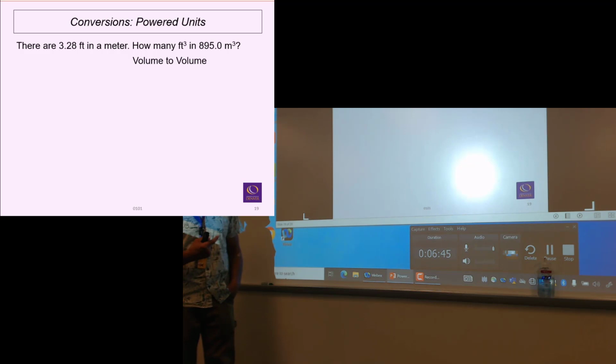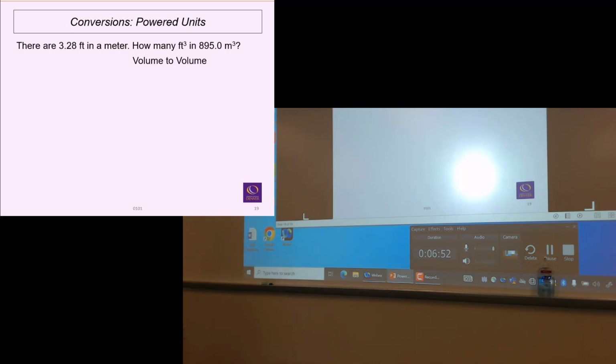How many cubic feet are in 895 cubic meters? How many steps? You don't have to know the exact number, but is it one or more? More, because you see the cubic power. And in fact, how many times do you have to use the factor? Three. If you look at the power, it tells you how many times you have to use the conversion factor.